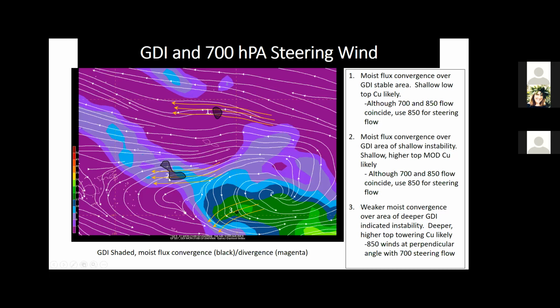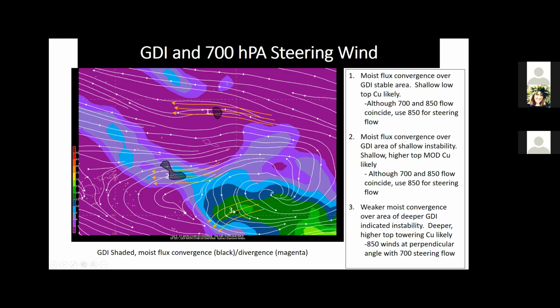Likewise, as we go to number 2, it's not much of a difference between 700 and 850. They're both pointing from east to west. So any cells forming in this area, they're going to go straight to the west, especially as they continue building.